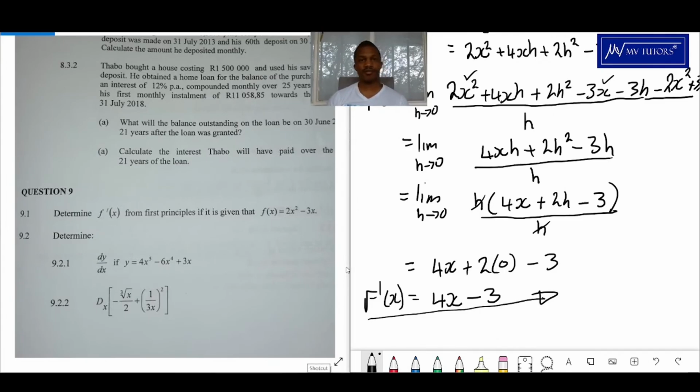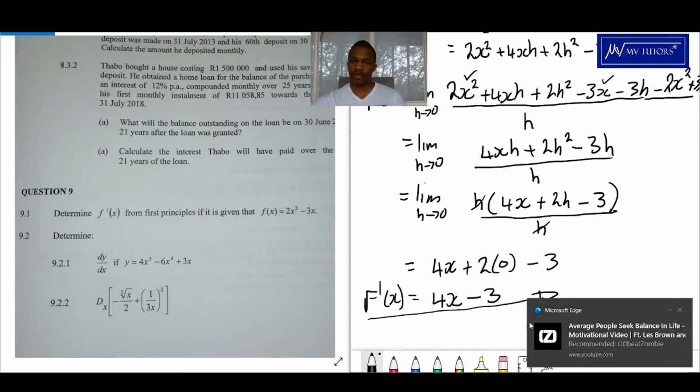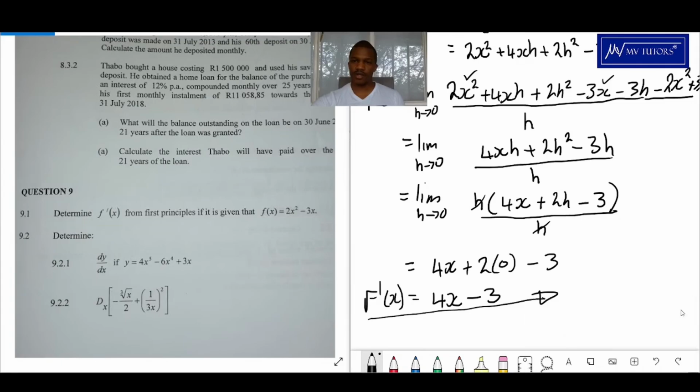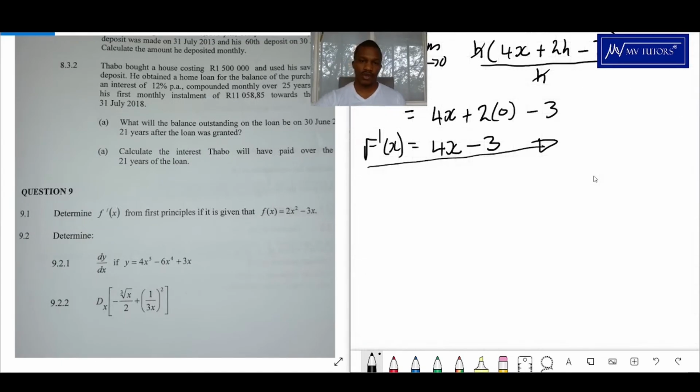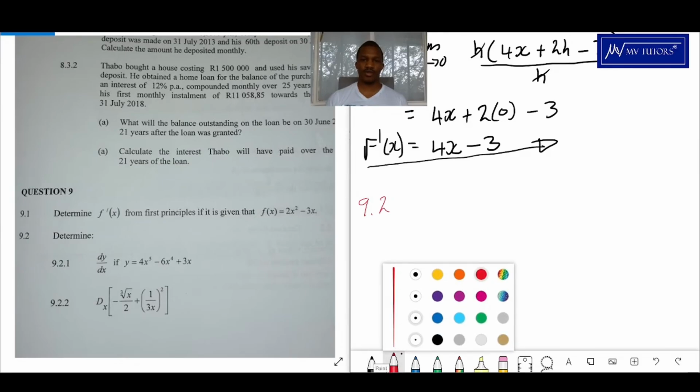Okay, that's it. Now let's move on to 9.2. Let's change the color. Let's go red for 9.2. Just make sure to pick the thickest one. So we've got, let's say, determine the derivative of y in terms of x.